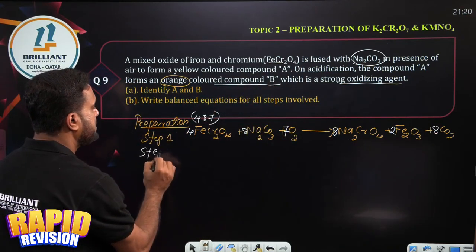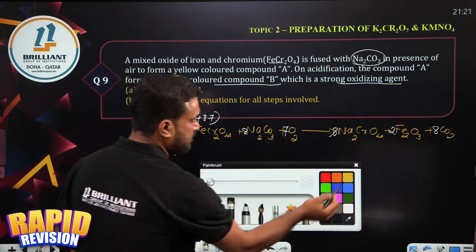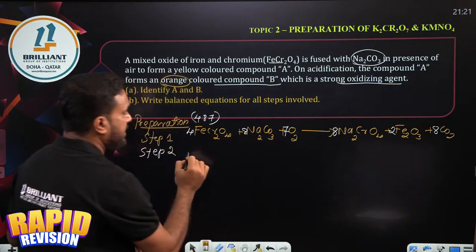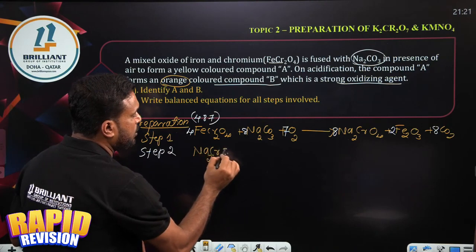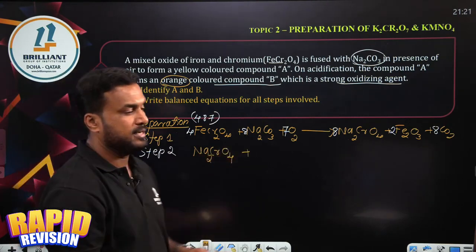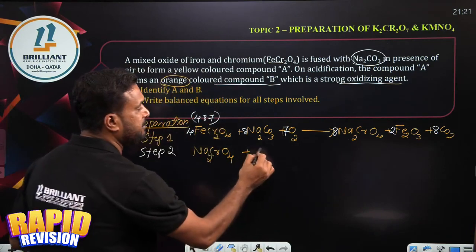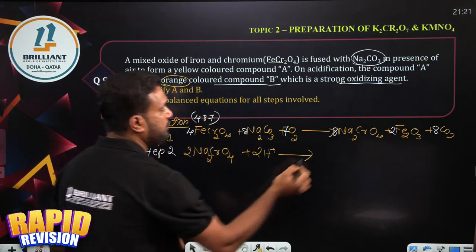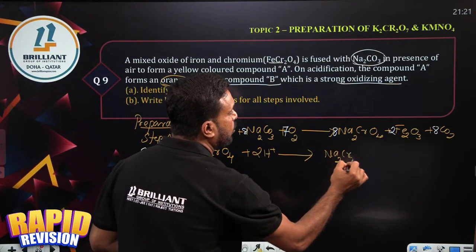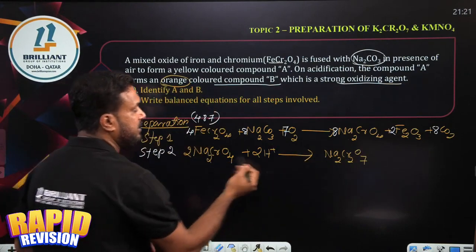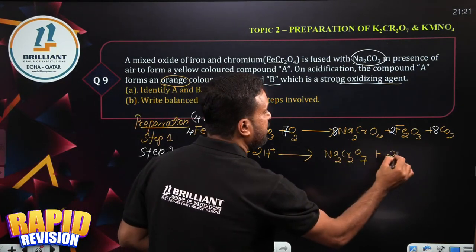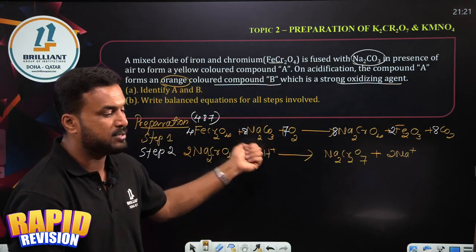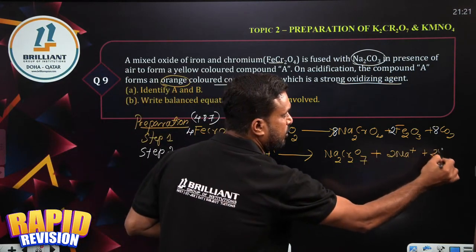What is step 2? Step 2, they are saying Na2CrO4 will be acidified, which means we will be adding an acid. Then what will you get? You will be getting 2 Na2CrO4 converted to Na2Cr2O7, sodium dichromate, and 2 Na+ will come out. And 2 H2O will come, because 2 molecules, then only it will be balanced.